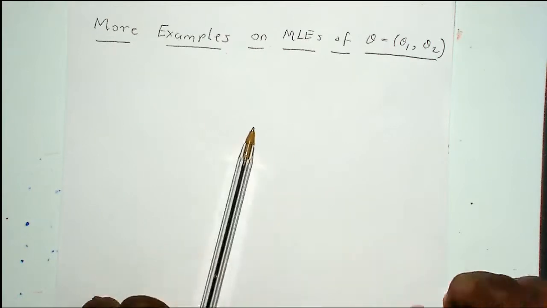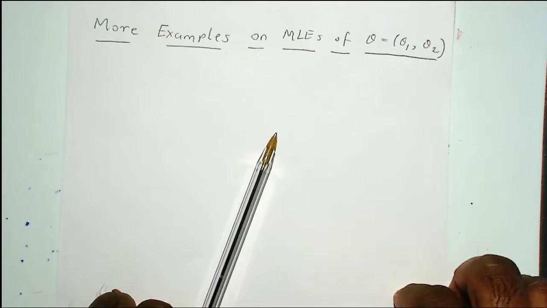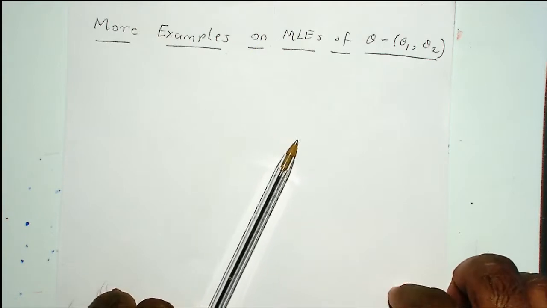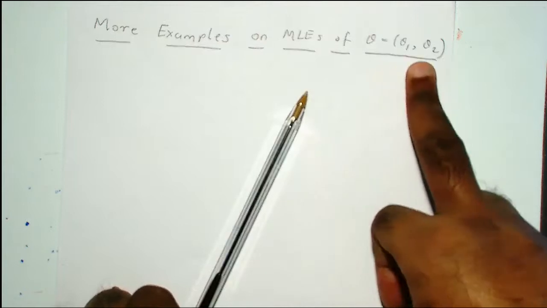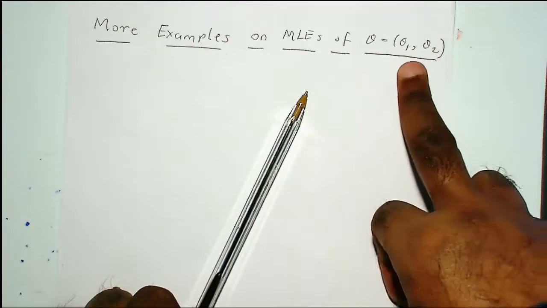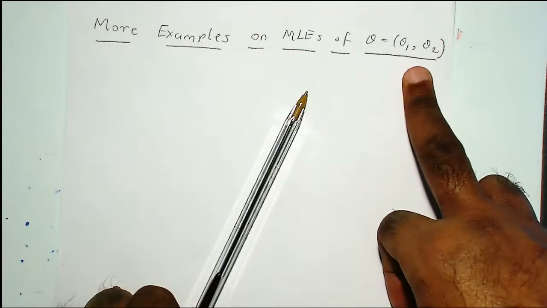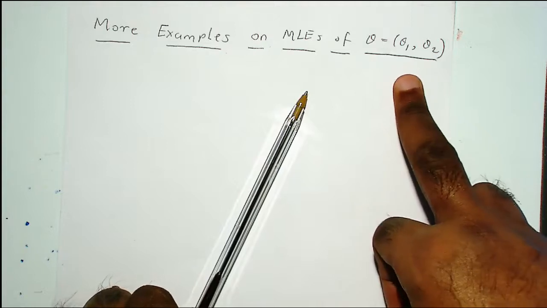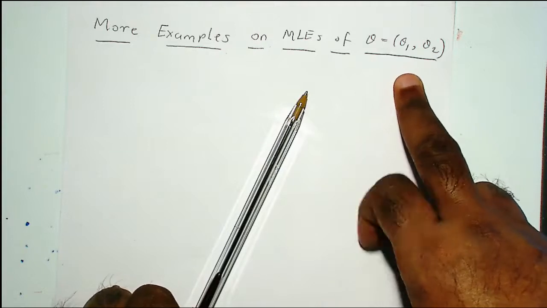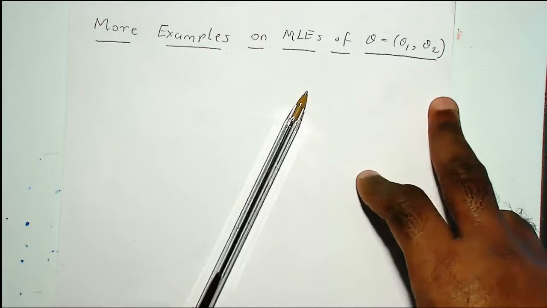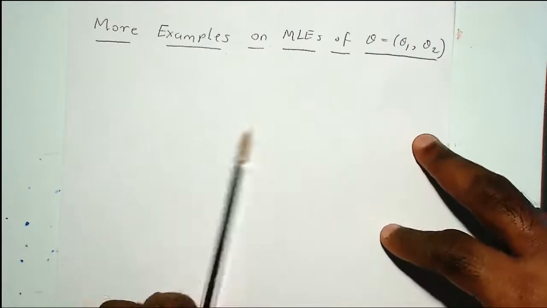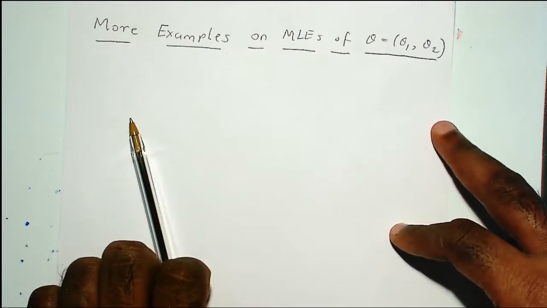So today I'm going to do more examples on MLEs when you have two parameters that are not known. I know I did some examples yesterday, but I'm going to do yet more examples today. I think the more examples, the better. The more examples, the better you learn, guys. Okay?